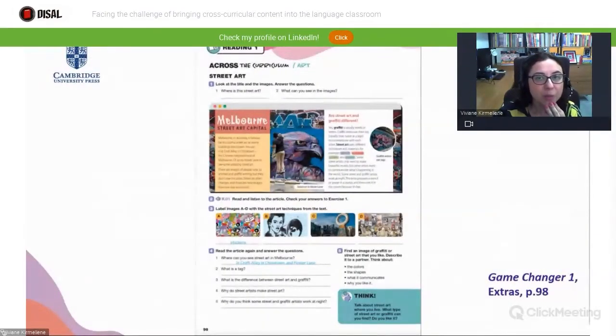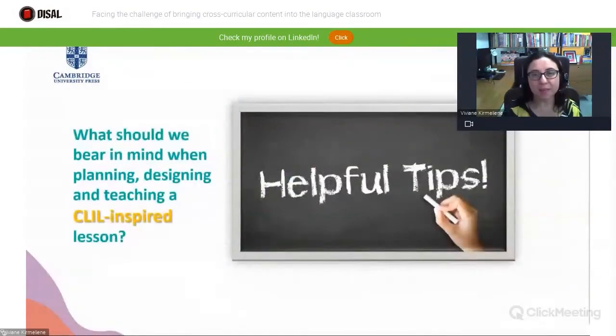Here we have another example working with street art. And here we have the indication of the topic of the subject area. Okay. Now, we saw the limitations. We saw that CLIO is great, but there might be some problems, right? So what are some tips? Let's take a look at some helpful tips that can help you create and carry out a successful CLIO-inspired lesson.